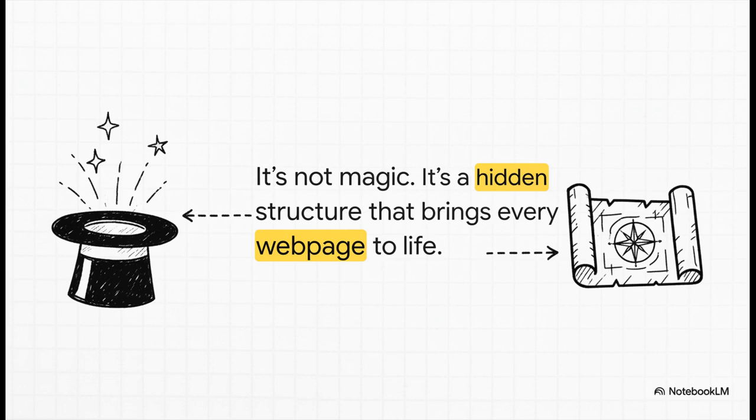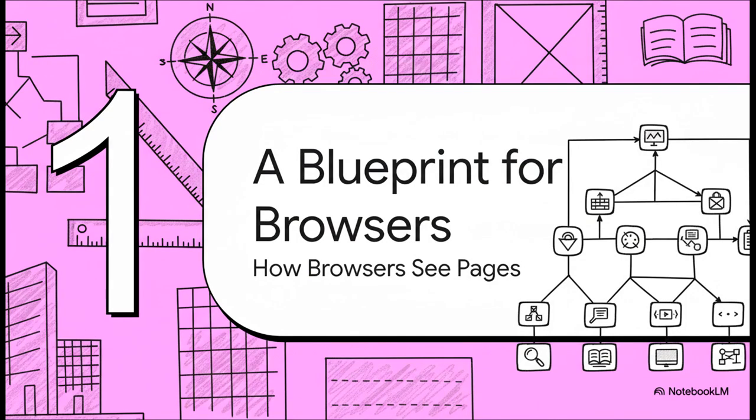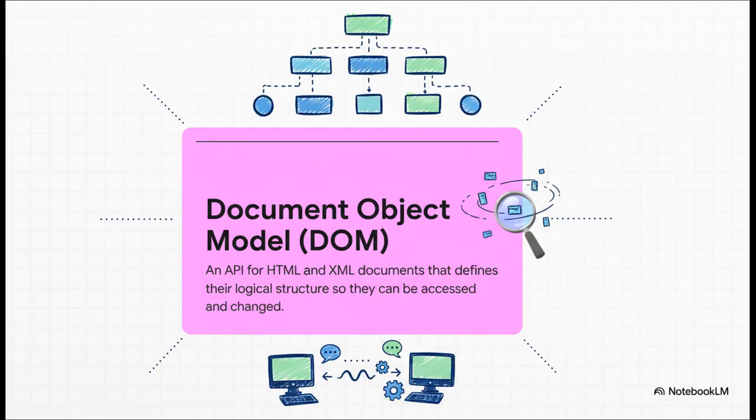Think of it like a living map of the page that your browser uses to understand and interact with everything you see. Okay, so let's dive in. To really get a handle on this system, it helps to first think of it as a kind of blueprint. A blueprint for your browser. So the official name for this blueprint is the Document Object Model, or just the DOM. Now, I know that sounds super technical, but the idea behind it is actually pretty simple.